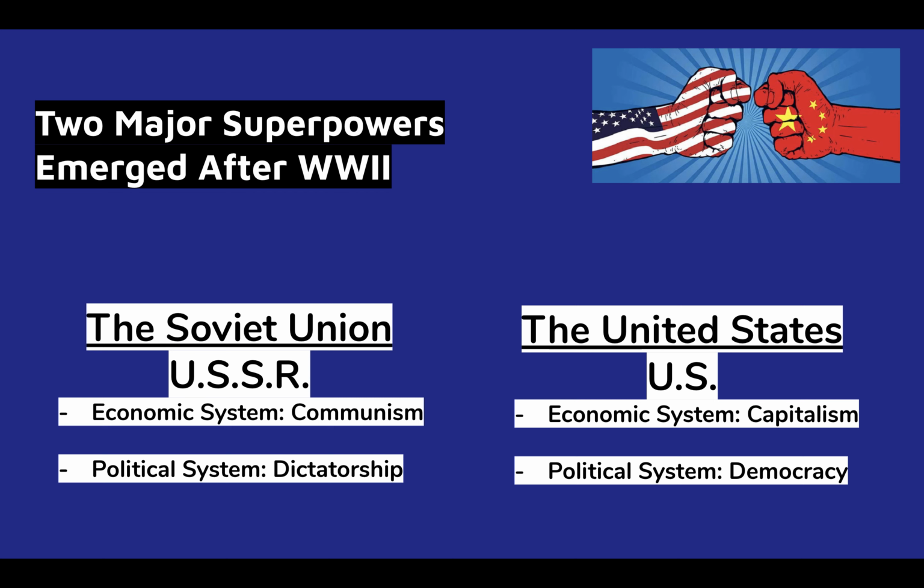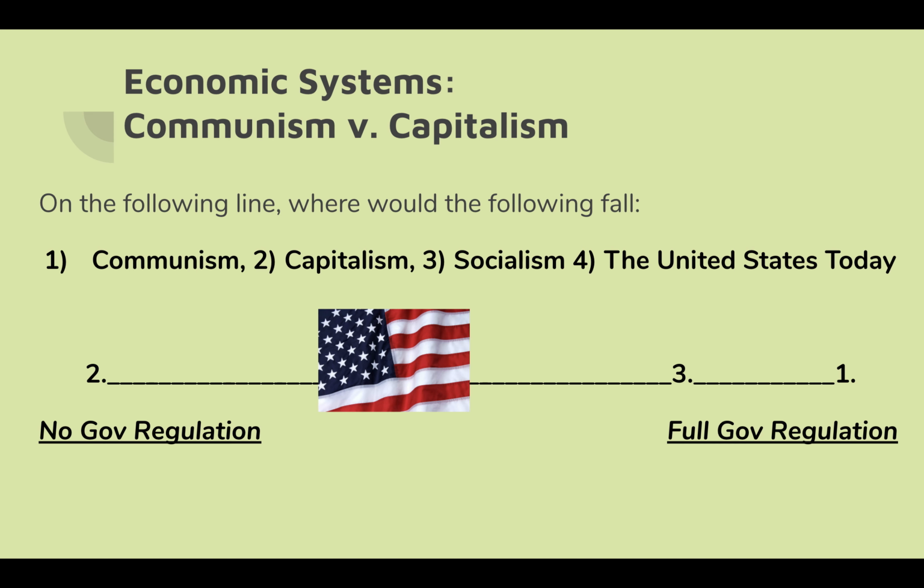On the other hand, in terms of political systems, the USSR is a dictatorship, and the political system for the US is a democracy. Please, you don't want to get economic system and political system confused here. They go hand in hand, but they are 2 different things. So when we talk about economic system, we're talking about capitalism, communism. When we talk about political system, we're talking about democracy and dictatorship.